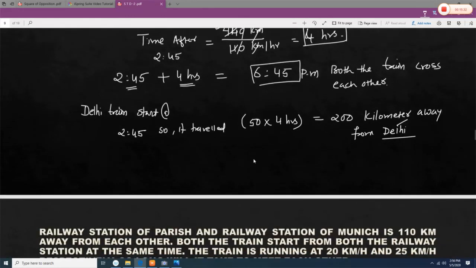Now they are asking, the first train which is starting from Delhi has covered in 4 hours how many kilometers? So 50 is the speed of the first train and it runs for 4 hours. So 200 kilometers that train is away from Delhi.